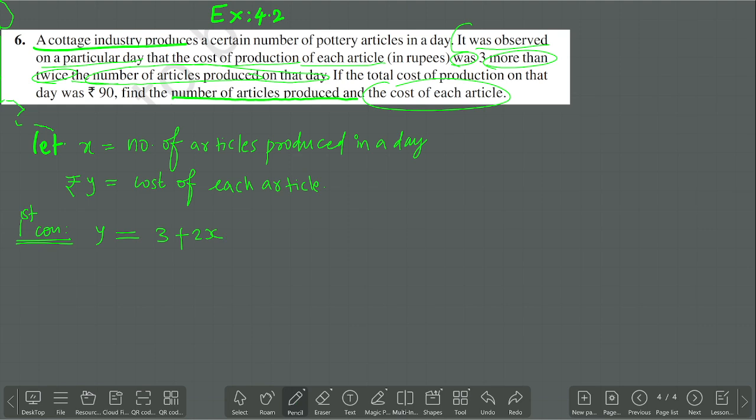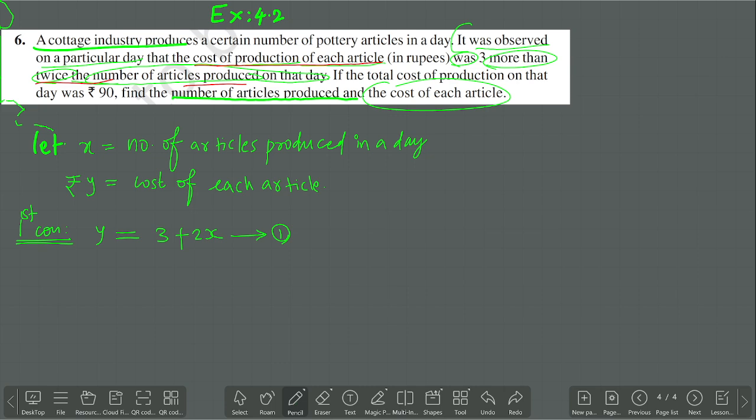See the very important thing. They are telling that the cost of production of each article is y. Was means I made an equal. 3 more, so 3 plus twice, they are telling twice, so 2 times the articles produced on the particular day, which is x. So y equals 3 plus 2x. Do you understand how we are getting this? Is it okay or not? Okay, so this is one I'm taking.